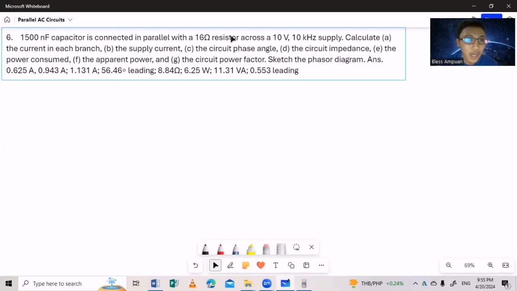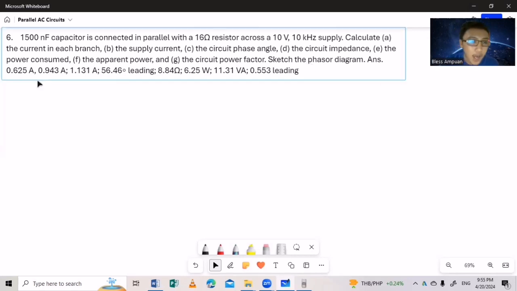In the problem, we have a 1500 nanofarad capacitor and a 16 ohm resistor, and our supply voltage is 10 volts and the supply frequency is 10 kilohertz, or 10,000. So we are going to find the current in each branch, supply current, circuit phase angle, impedance, the power consumed, apparent power, and circuit power factor.